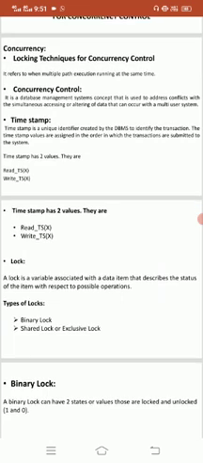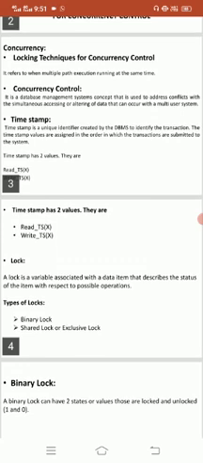Okay, fine. Next, in locking techniques for concurrency control, in a multi-programming environment where more than one transaction can be concurrently executed, there exists a need of protocols to control the concurrency of transactions to ensure atomicity and isolation properties of transactions.